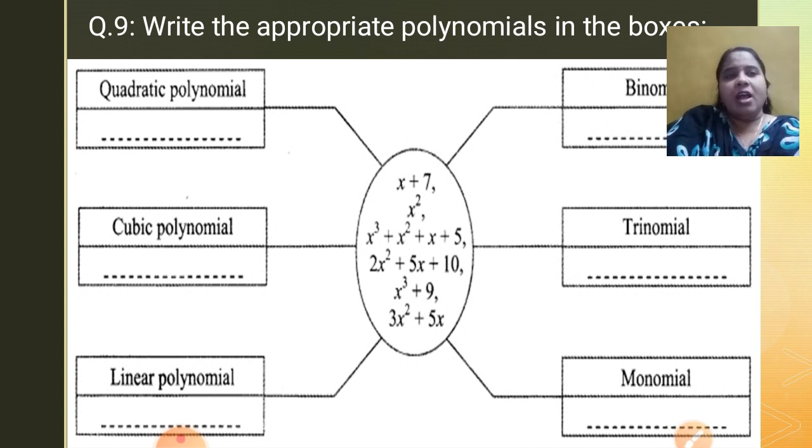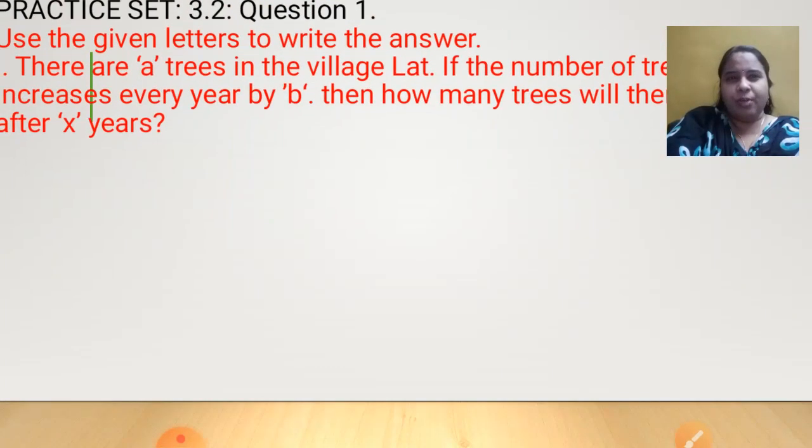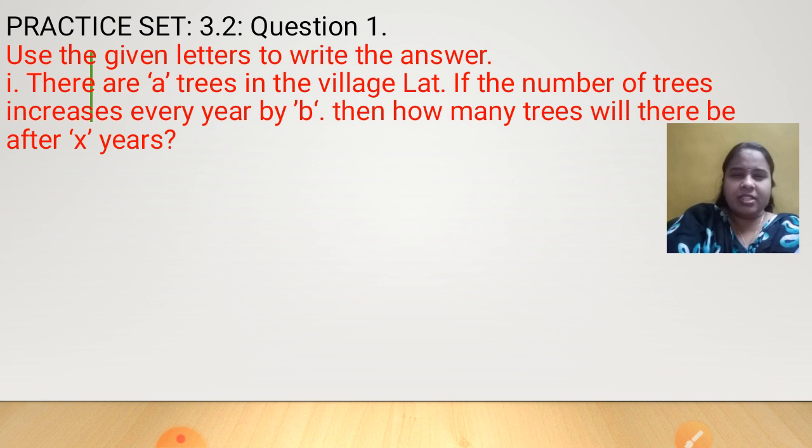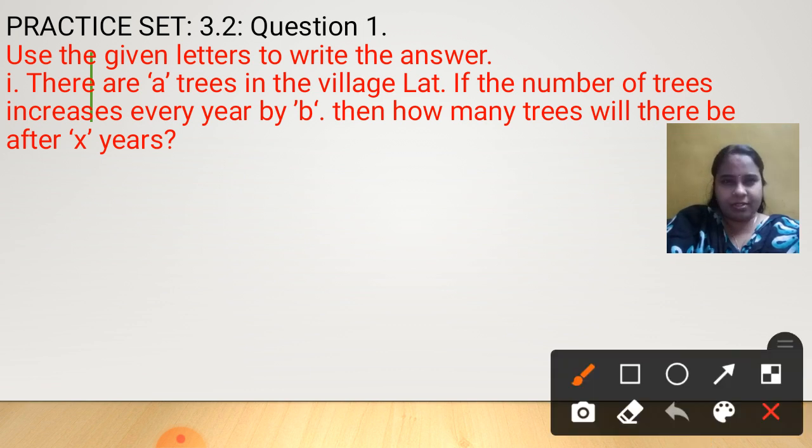Okay. After this, I am just taking one small question from practice set 3.2. This is absolutely easy. So let us finish it off. There are 8 trees. Now what you have to do is use the given letters to write the answer. There are 8 trees in a village. If the number of trees increases every year by b, then how many trees will be there after x years?